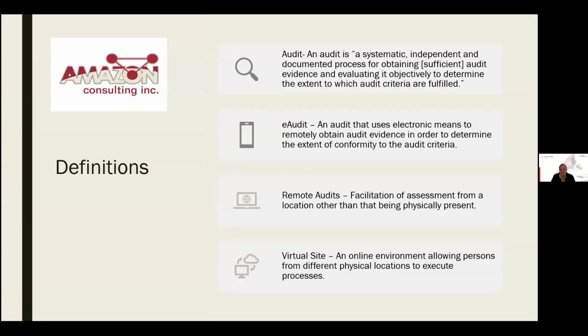So what I want to do is talk about some definitions first before we get started. I always like to do this because it sets everything to a core. One is an e-audit, which is essentially the same as an audit. It's a systematic, documented process for obtaining objective evidence so that one can evaluate it objectively. The difference between an audit and an e-audit is that an e-audit uses electronic means to remotely collect the evidence. That's the only difference. We should have a process, qualified auditors, all of that as well.